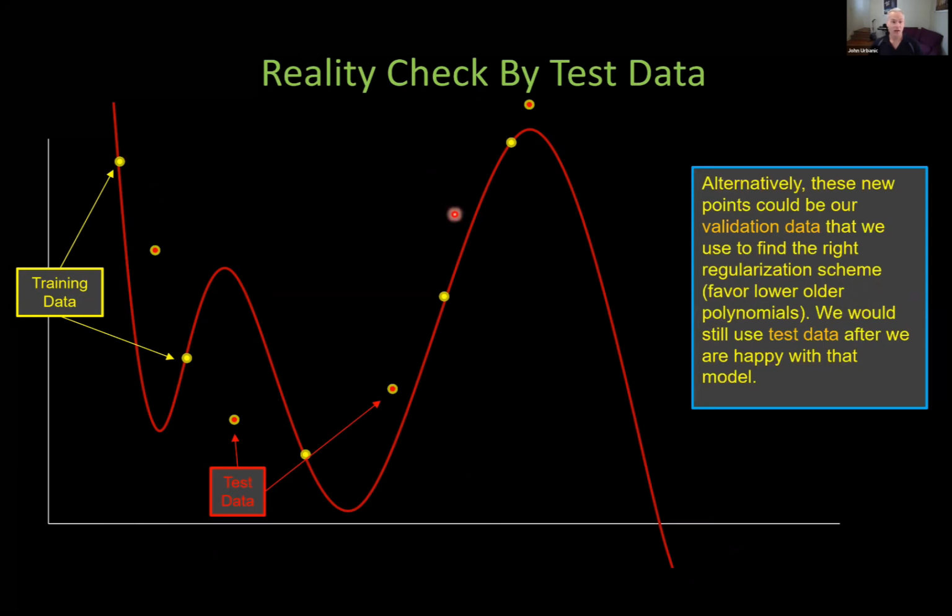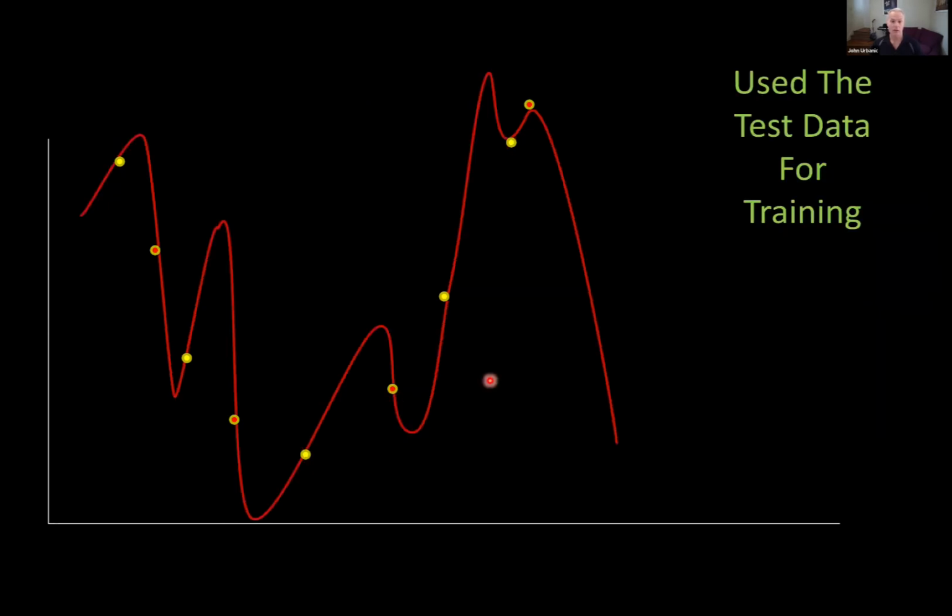But at the very, very end, after we're convinced that this maybe simpler curve is the right answer, when we're all done, is when we can finally use the test data to bring in a few more additional points, and make sure we're not doing this by accidentally using our test data too early in the process.